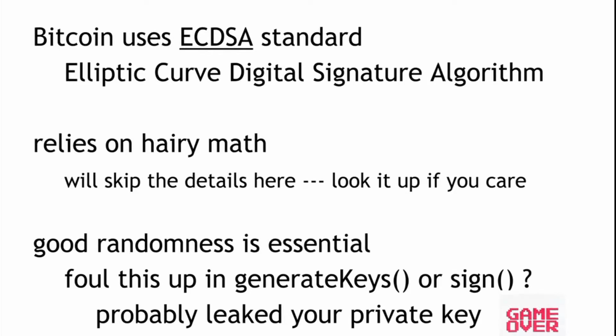I said this before, but I'll say it again because it's really essential. Good randomness is especially essential with ECDSA. If you use bad randomness in generating keys or even in signing, you probably leaked your private key. It stands to reason that if you use bad randomness in generating a key, the key that you generate is maybe not secure. But it's a quirk of ECDSA that even if you use bad randomness just in making a signature using your perfectly good key, that also will leak your private key, and then it's game over. So we need to be especially careful about this in practice. This is a common mistake.